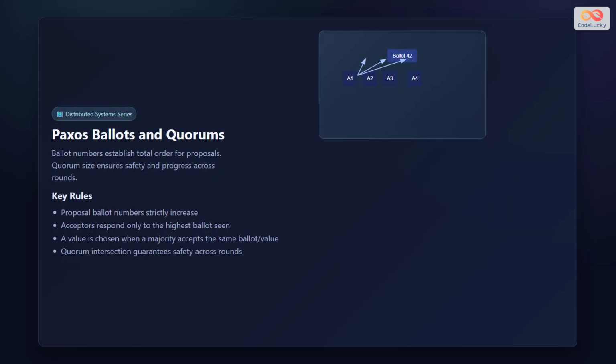The first phase is called prepare and promise. A proposer creates a ballot number, which is like a round number that increases over time. The proposer sends a prepare message with this ballot number to a majority of acceptors, called a quorum. Each acceptor that receives the prepare message responds with a promise. This promise says, "I will not accept any proposal with a ballot number lower than this one." The acceptor also tells the proposer about any value it has already accepted in previous rounds. This phase ensures that the proposer can learn about previous decisions before making a new proposal.